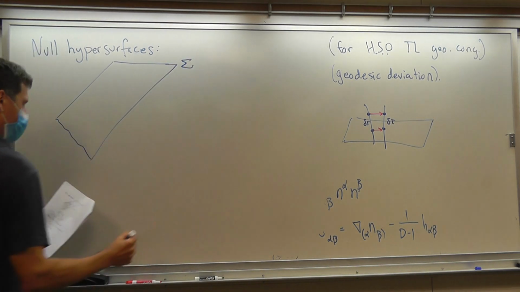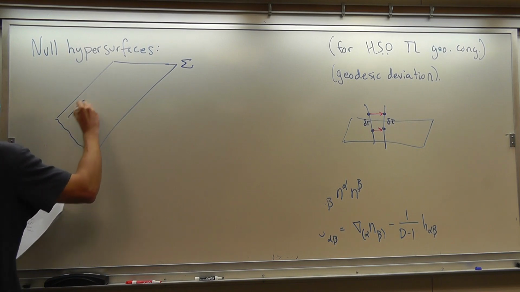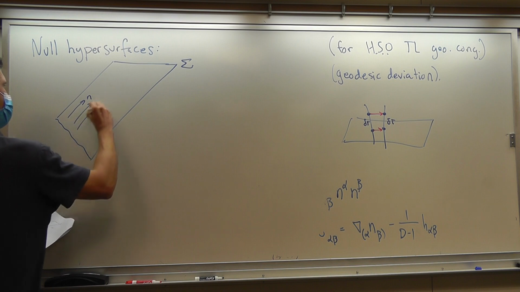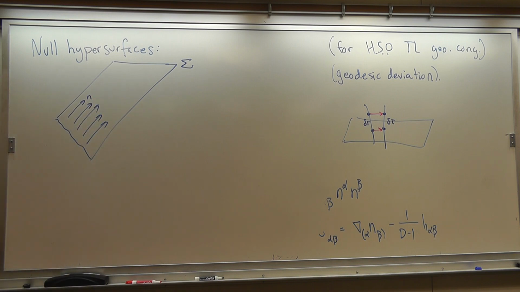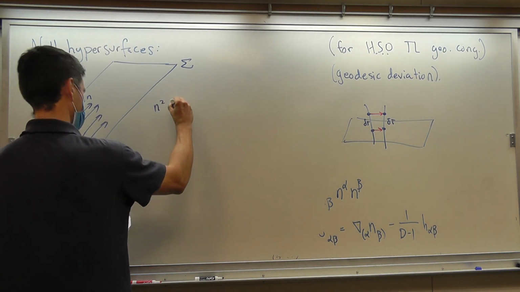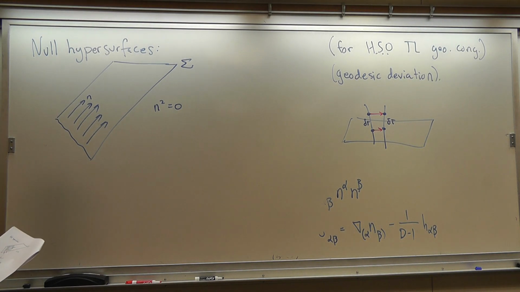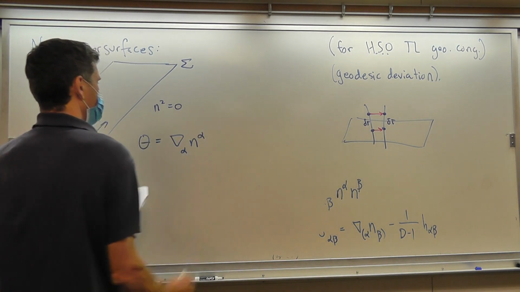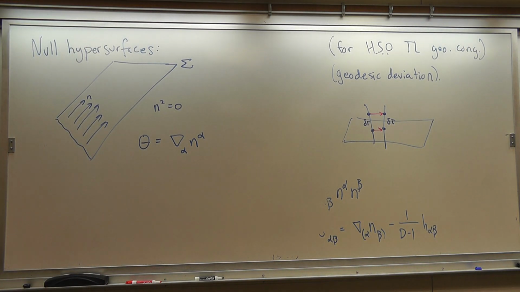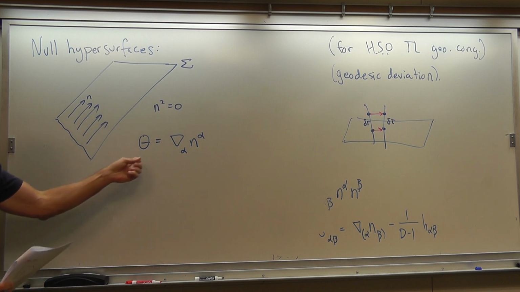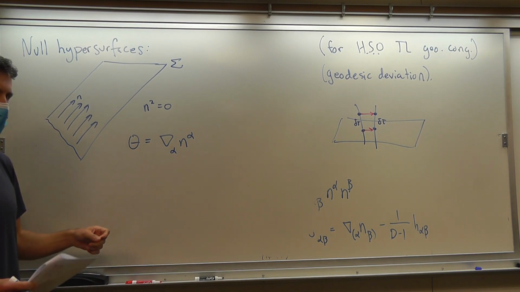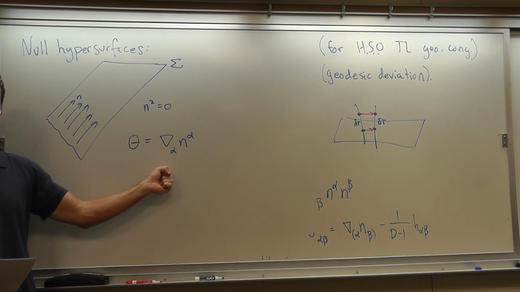So this is sigma. The funny thing about a null hypersurface is that the normal is also the tangent. Okay, so the normal vector field lies inside the hypersurface here, and n squared is equal to 0. But just as before, we can define the expansion to be grad alpha and alpha. The interpretation, however, of the expansion of a null hypersurface is a little bit different. Okay, so remember before it was the fractional rate of change of volume.